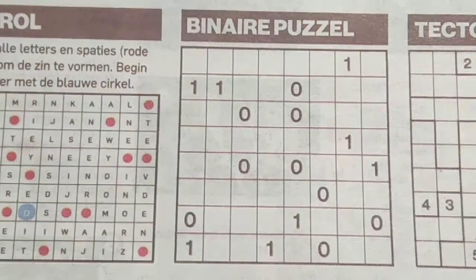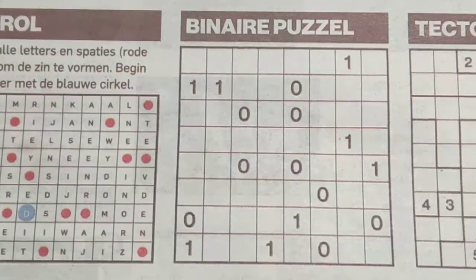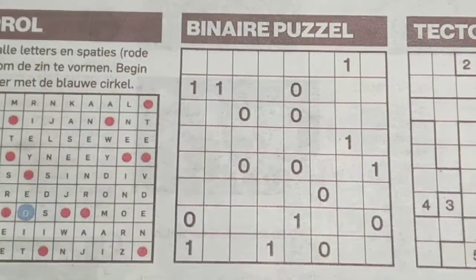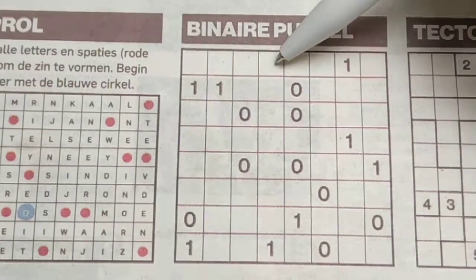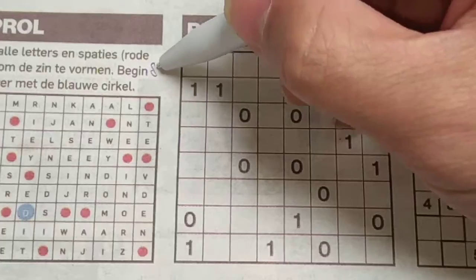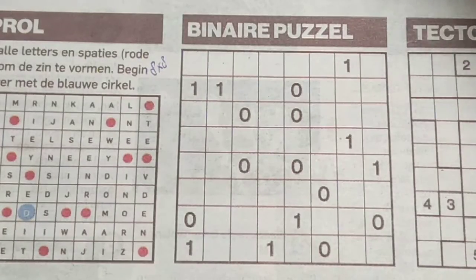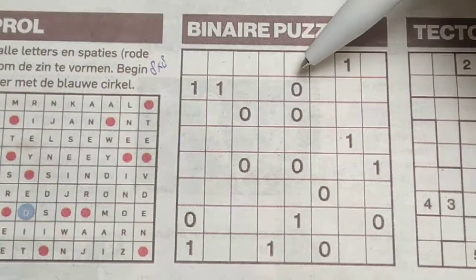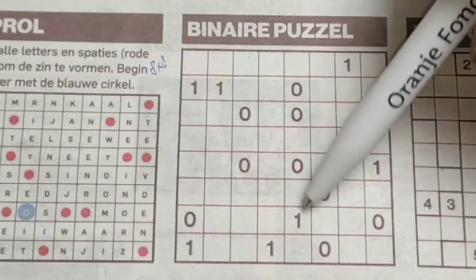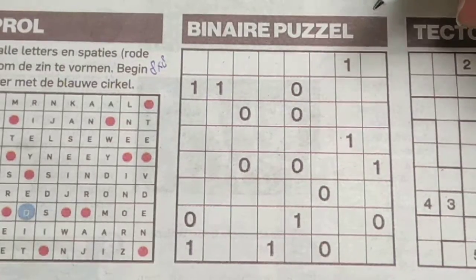We continue with the additional of this newspaper on May the 14th on Thursday 2020. The fifth puzzle of today's additional is a binary puzzle. So let's see what kind of binary puzzle this is. Let me count: 1, 2, 3, 4, 5, 6, 7, 8. It's an 8 by 8 binary puzzle. That means in a column or in a row there's always 4 0's and 4 1's. Alright, so let's get started.